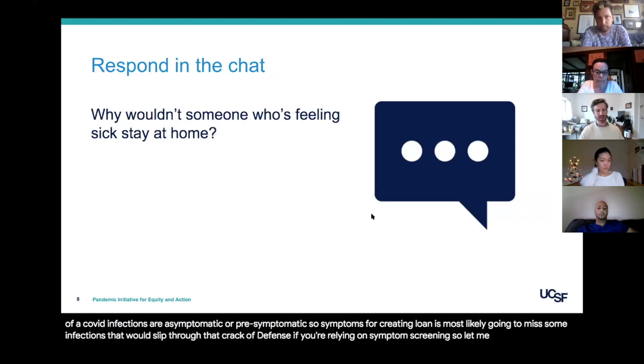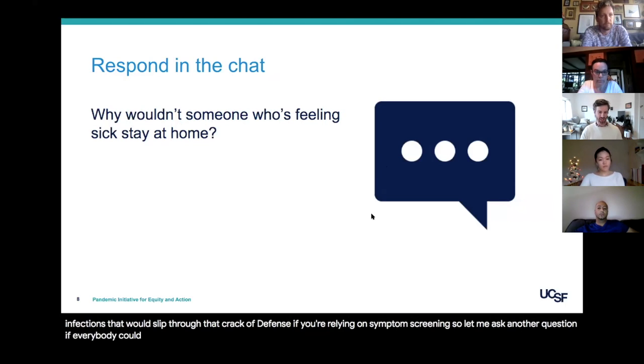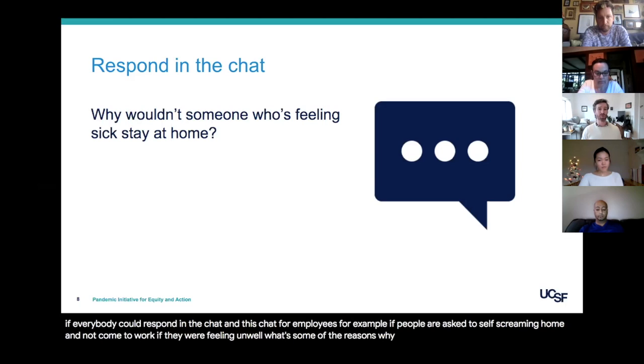So let me ask another question. If everybody could respond in the chat, in this chat slide. Symptom screening for employees, for example: if people are asked to self-screen at home and not come to work if they were feeling unwell, what are some of the reasons why they would not stay home? Okay, just respond in the chat.